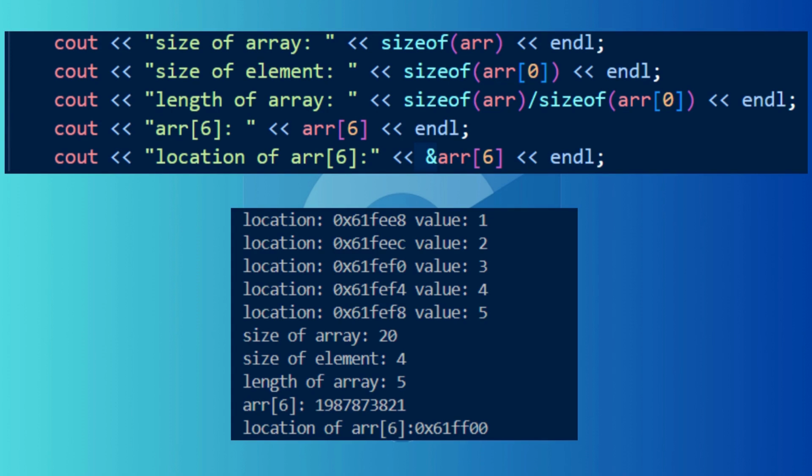The sizeof operator will give us the size of the array. So the size of the array is here, you can see, 20. So there will be 20 bytes, and then you can get the size of an element, of each element. For example, the size of each number will be 4 bytes.